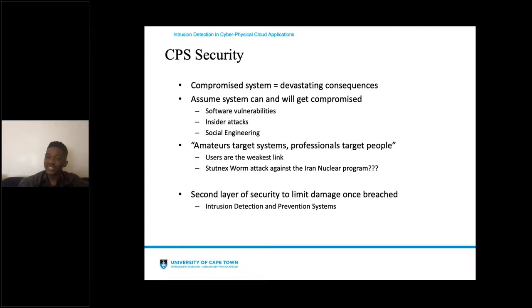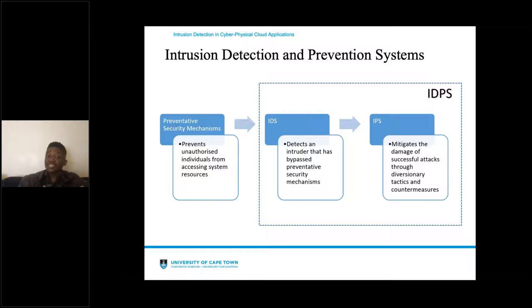So what happens once the defense perimeter has been breached? How do we react in that case? This leads us to our intrusion detection and prevention systems. On the outskirts, we've got our preventative mechanisms, which prevent unauthorized individuals from accessing system resources. But within the system, if these fail, we've got our intrusion detection and prevention systems.